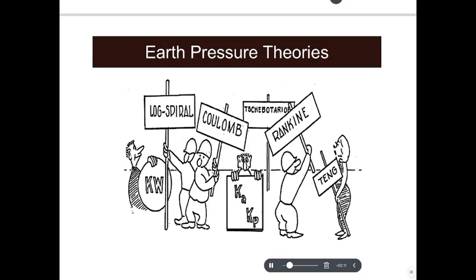There are many earth pressure theories developed by different researchers over the years. However, the Coulomb method and the Rankine method remain the most commonly used methods to predict the lateral earth pressure.